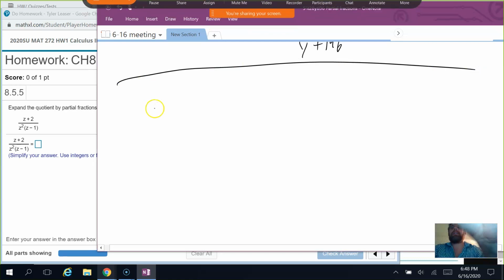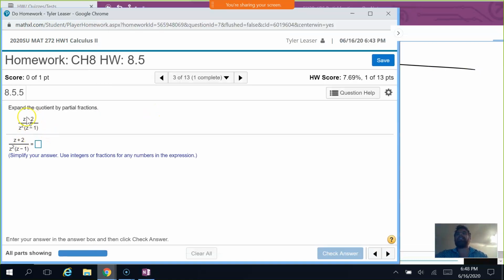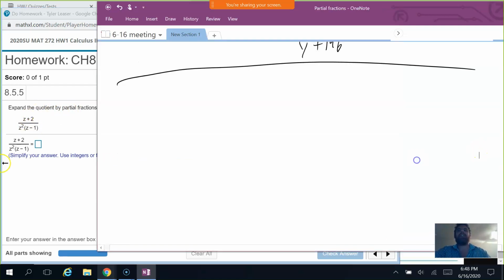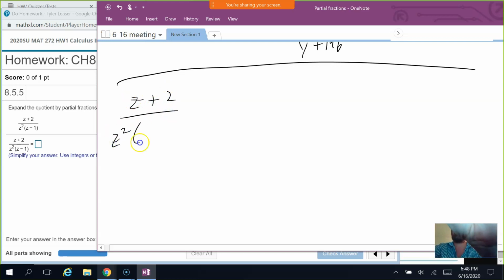Okay, so this isn't even asking us to do the full integral. It's just asking us to expand out the partial fraction. But maybe we'll do the integral, or at least see if it's possible to do at the end. If it's not possible, I won't worry about it. So here we have z plus 2 over z squared times z minus 1. Is everybody okay with me not writing z's? Because look how awful my z's are. All right, let's try x. X plus 2 over x squared times x minus 1.